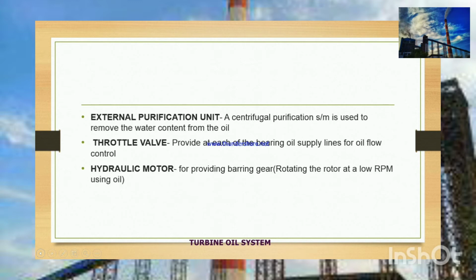The next component is external purification unit. External purification unit is used for removing water content from oil. Water may enter into the oil system through air. That is, we know that atmospheric air contains a small amount of water. When air leaks into the turbine oil system, oil becomes contaminated by water. And second source is leakage in the coolers. If there is leakage in cooler, there are chances of oil-water mixing.